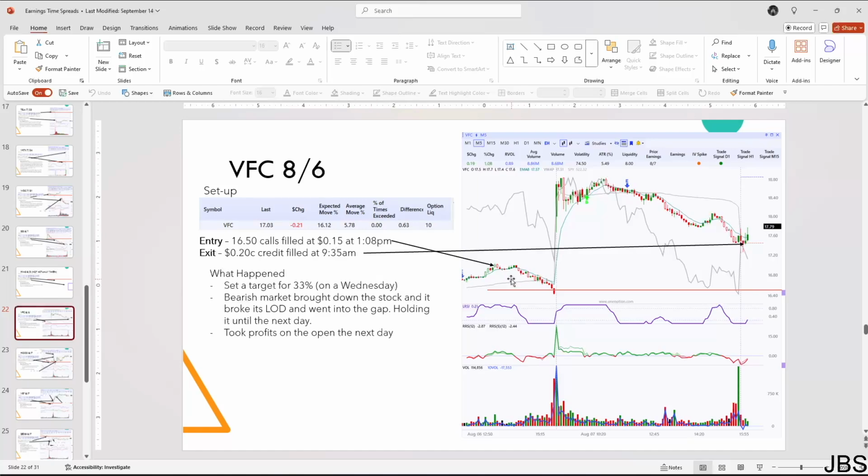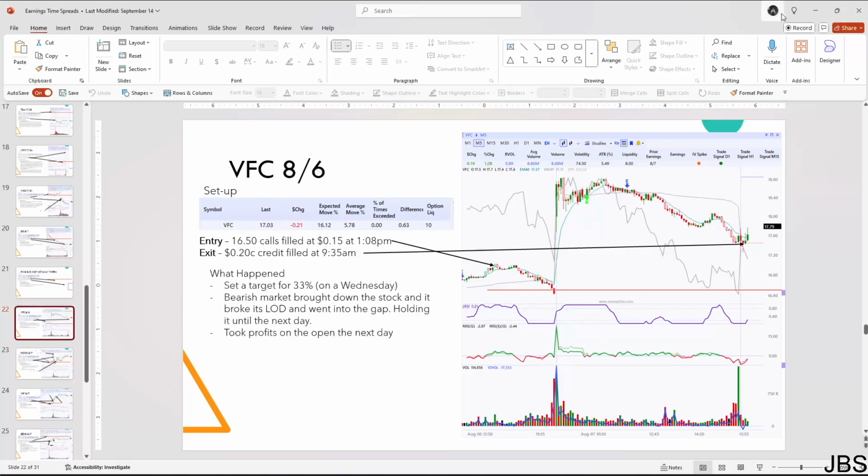So I got the 1650 calls, filled at 50 cents over here. And then the stock gapped up, and then it didn't quite reject back down immediately. I had a chance to maybe get out over here, but I thought, okay, let me hold this stock and see if I can actually get it to come down.